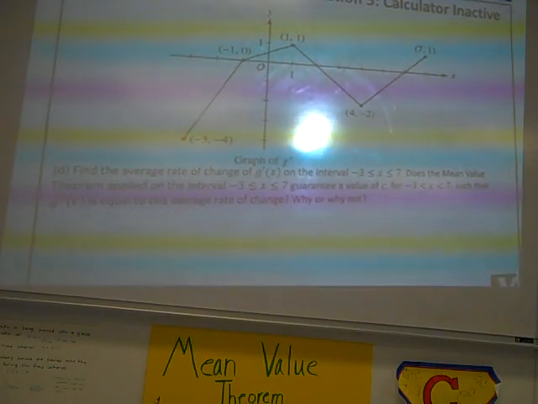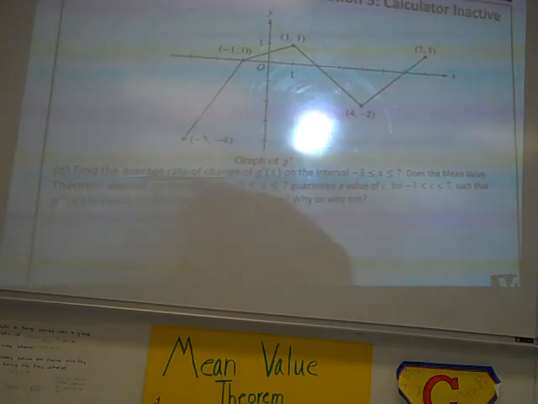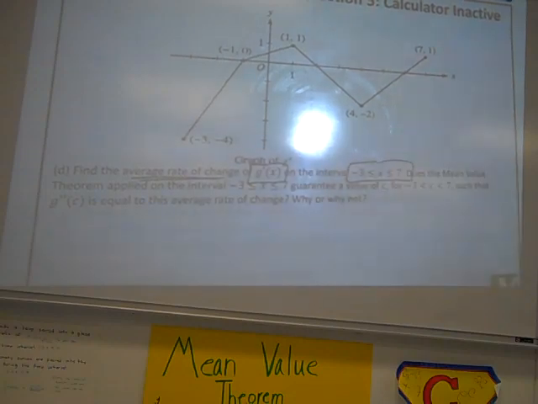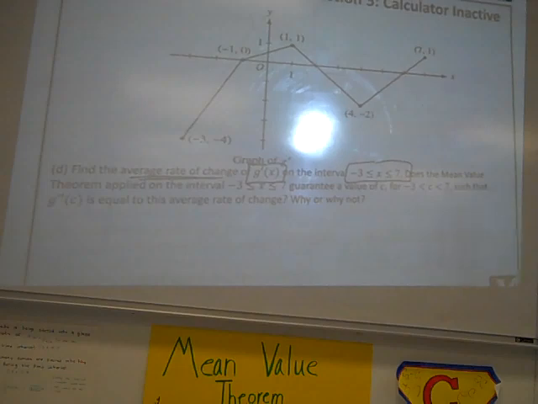Part D, find the average rate of change of, again, average rate of change. If I knew it in Part C, I can do it again here in Part D. But now it's of g prime on the same interval. Then, does the mean value theorem applied on this interval guarantee a value of c, for -3 less than c less than 7, such that g double prime is equal to this average rate of change? Well, let's start with what I know. I need average rate of change of g prime. Well, that's g prime of 7 minus g prime of -3 over 7 minus a -3.